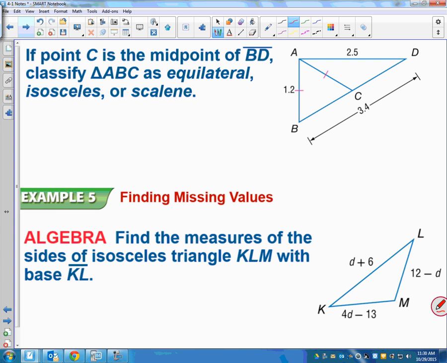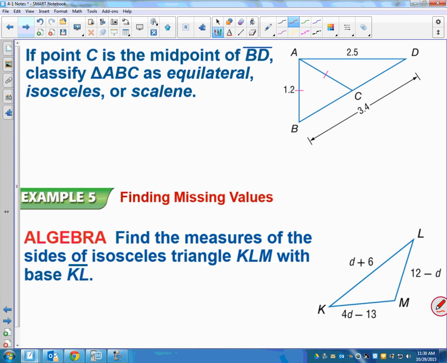Okay, so then this one's kind of just like that one. So what are we on? 7? 7, and then look at number 8. I'm going to just see if you can do this one before I go through it with you. So number 7, again, classified, kind of like what we just did. And then number 8, can you find the measure of the sides of this isosceles triangle?